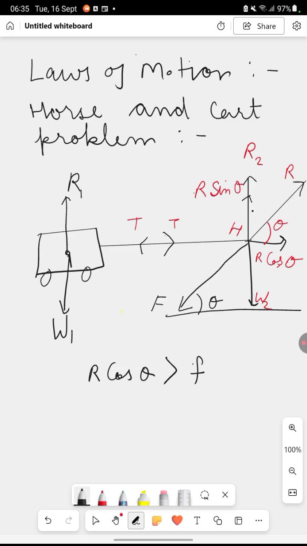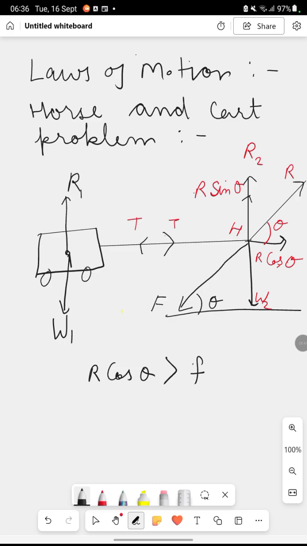Now R cos theta is the component that is helping the horse to move forward, and F is the friction force that is not supporting it to move forward. Now, when will the horse be able to move forward? Only when the R cos theta component is greater than the friction force. So this is the horse and cart problem.